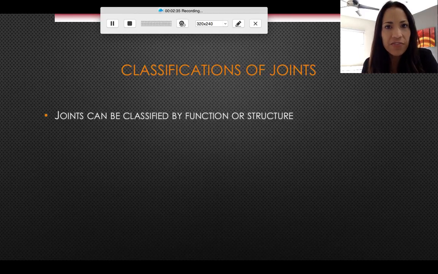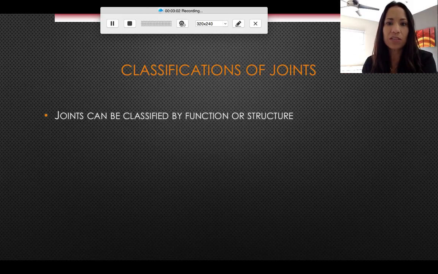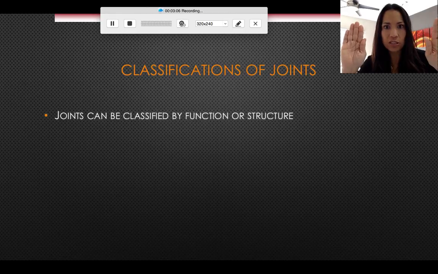Okay, so let's classify the joints. We can classify the joints depending on the amount of movement that they allow, and that's the function of that joint, and that's a functional classification of joints. That's the first one. The second way to classify them is depending on how they look, what are the components, how are they formed, the anatomy of the joint, and that's a structural classification. Okay, so we have two, structural and functional classification.